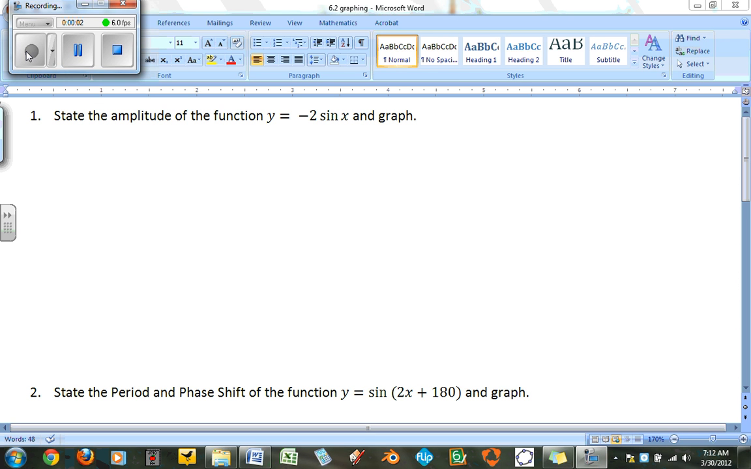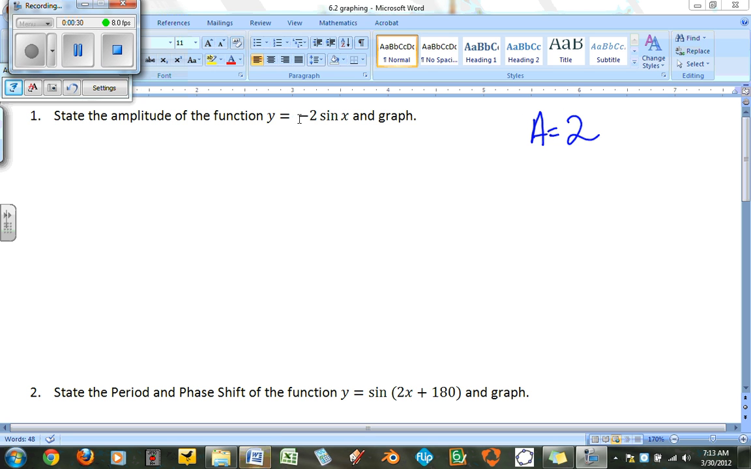Okay, in this video we're talking about graphing different trig functions with different amplitude, phase shift, and periods. So this first question is going to ask us to state the amplitude of the function y equals -2 sine x and graph. Well, we know the amplitude is the number that comes right before the trig function, that is -2, but we know amplitude is always positive. The amplitude is 2. All right.